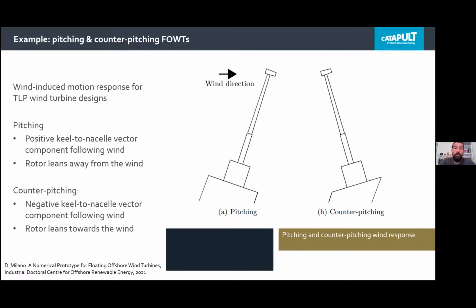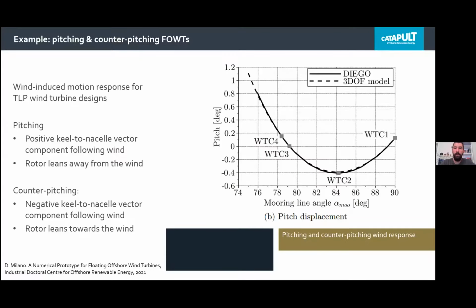However, in some specific geometric configurations, a TLP wind turbine can also enter a counter-pitching response to wind, or rather to aerodynamic thrust applied to the center of the rotor. And one of the reasons we can induce the wind turbine to behave counter-pitchingly, if the word exists, as opposed to pitching, is by changing the inclination of the tendons.